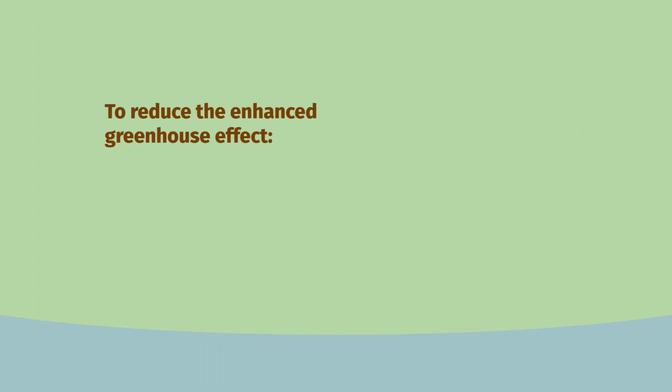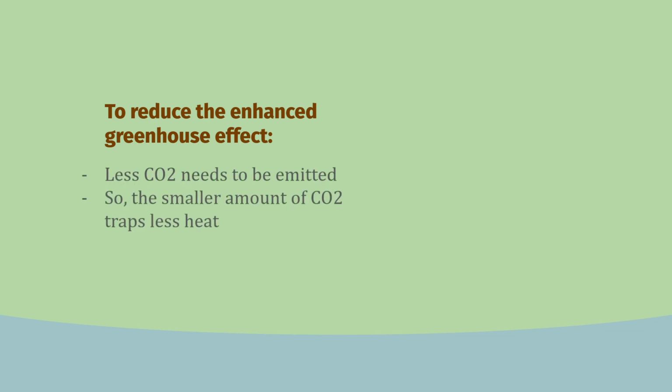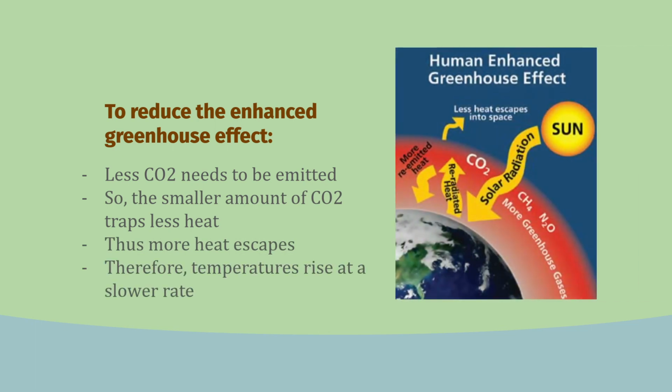So, how can we reduce the enhanced greenhouse effect? Less carbon dioxide emissions can reduce the effect of the greenhouse effect. Since the now smaller amount of carbon dioxide in the atmosphere will trap less heat, more heat will escape into space. With less heat being trapped in the atmosphere, temperatures on Earth will rise at a slower rate. Although rising temperatures cannot be mitigated, the rate at which temperatures rise can be slowed down.